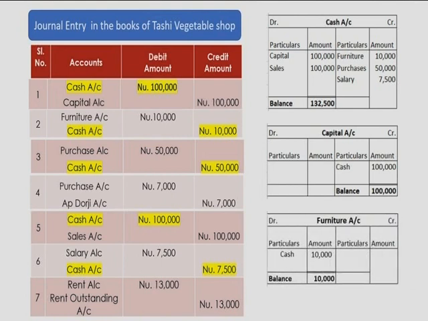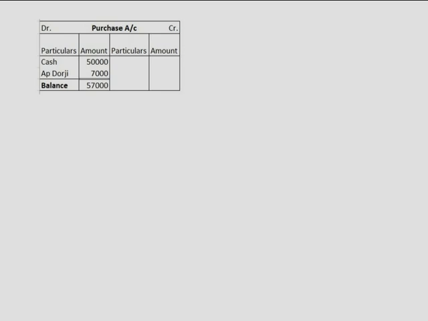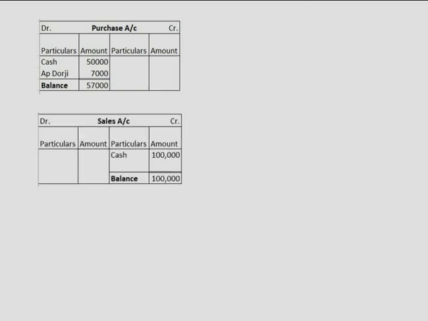Similarly, you are going to prepare the ledger account for furniture. Furniture is an asset account. It has a debit balance of 10,000. Next, you are going to prepare the purchases account. Purchases account is an expenses account as per the modern approach. Expenses normally will have a debit balance. Next, we have the sales account. Sales is a revenue account. Revenue account normal balance will be a credit balance. So here we have 100,000 as credit balance.